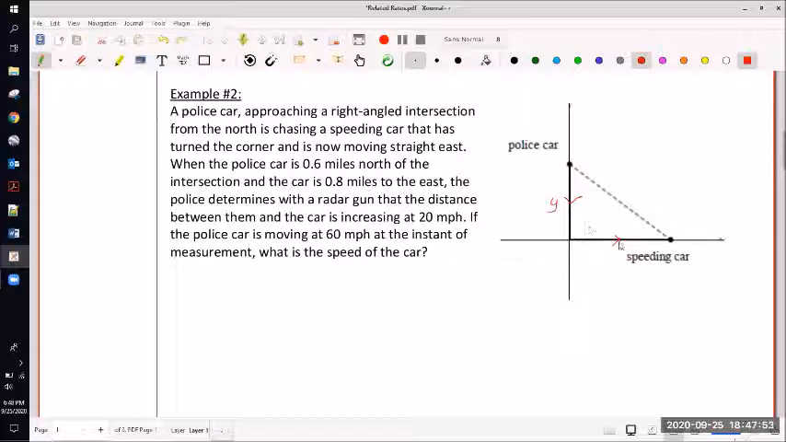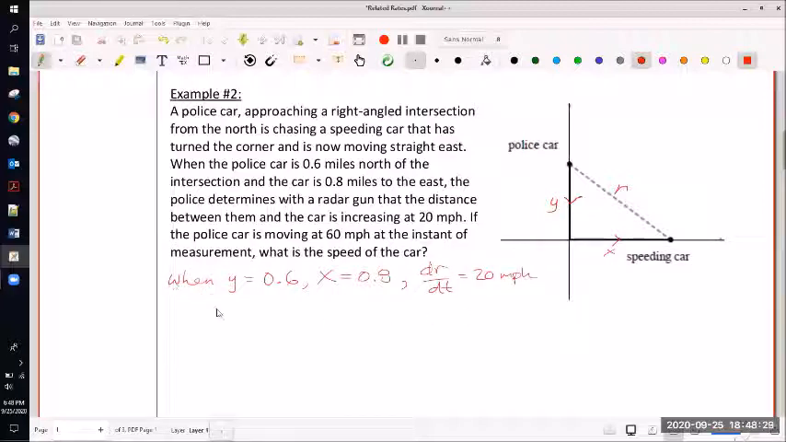We'll call this side Y, this side X, and the distance between them we'll call R. Okay, if the police car is moving at 60 miles per hour at the instant of measurement, what is the speed of the car? Okay, so we're given that when Y equals 0.6, the police car, X equals 0.8, and the distance between them, which is dr/dt, is changing at a rate of 20 miles per hour.